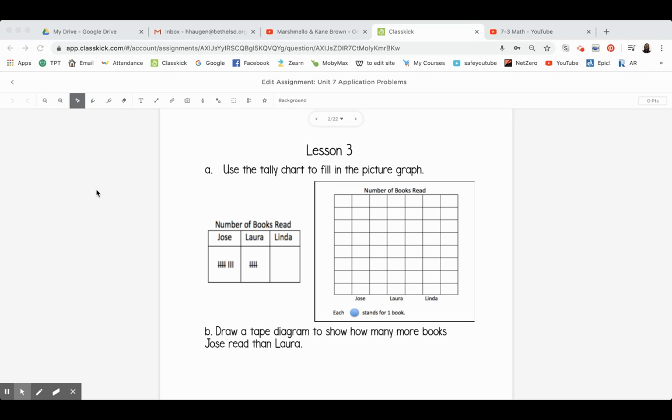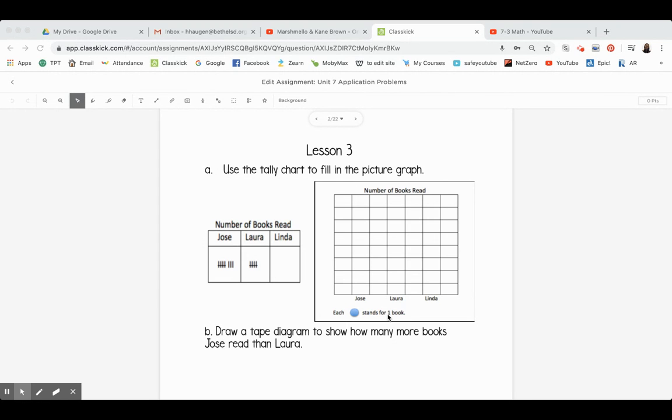Today we're going to do our lesson 3 application problem, so make sure you have your white math packet in front of you. Today we're going to use the tally chart to fill in the picture graph. So we know in a picture graph we're not coloring all the boxes, we're drawing a symbol in the boxes. And this one actually gives us a legend already. So if you look here, it says each circle stands for one book. So as we're filling in the picture graph, it wants us to draw circles.